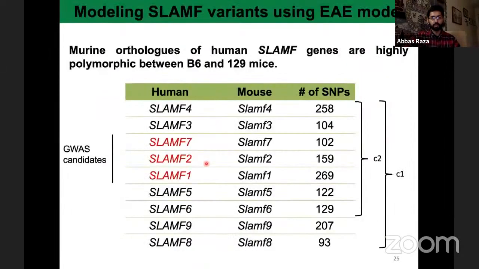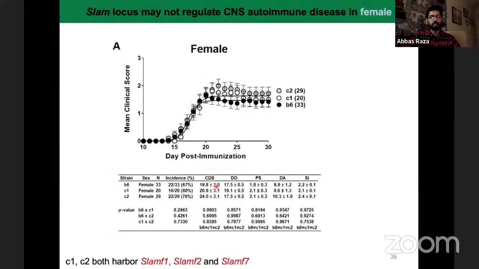So now I'm going to show you how much these two strains, the 129 and B6, differ. If we look at the SLAM locus across the two strains that I'm using, B6 and 129, all the SLAM members are different. So these are all the SNPs that distinguish the B6 and the 129 strain. And the C1, which is the larger congenic, has all 9 members, and C2 has members including F1, F2, and 7, which are the GWAS candidates. So now I'm going to show you the results that we saw.